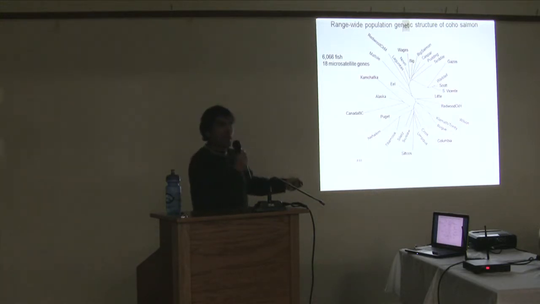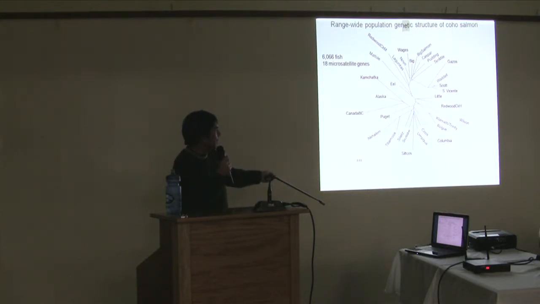And this is a massive amount of data, over 6,000 fish with 18 microsatellite genes and populations. A lot of these designations such as Alaska or BC or Puget Sound or the Columbia are conglomerates of a number of different populations. And there are a couple of things that I want to point out here. I should say the California portion of the range is way overrepresented here because of where we sit geographically, not surprisingly.